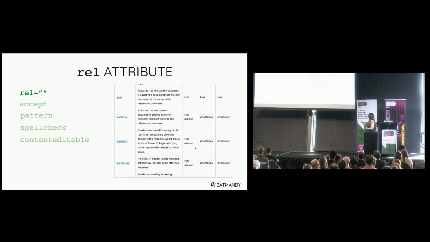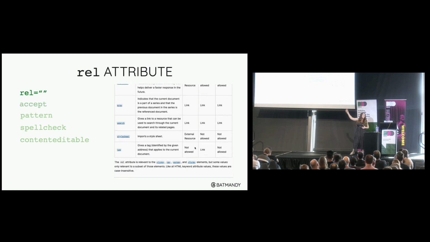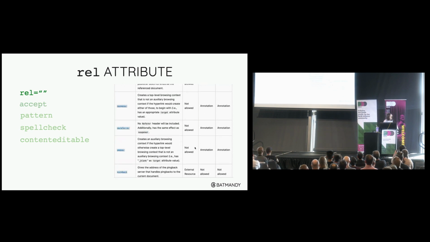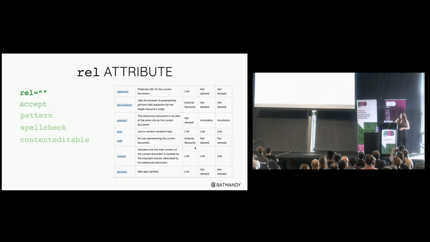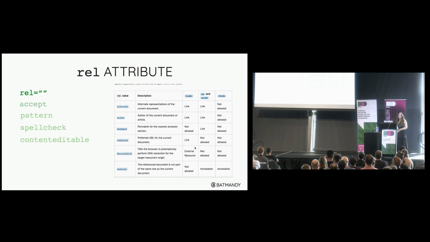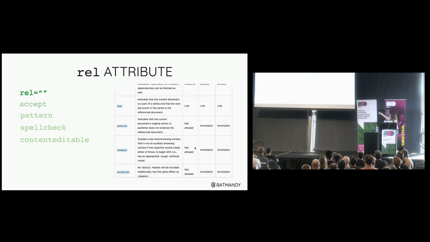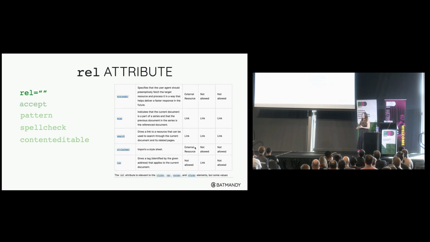And the rel attribute, probably the most complicated, has all of these things. I'm not going to go through each of them. I will talk about a couple of them soon. But the rel attribute determines the relationship between a linked document and the current document. And it's worth checking out because as you can see, there's a lot of things that provide additional context, but also a lot of functionality as well.